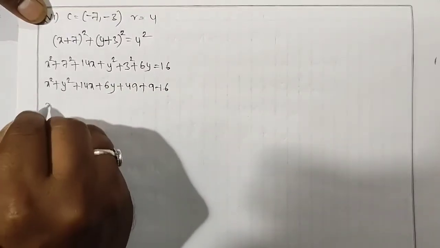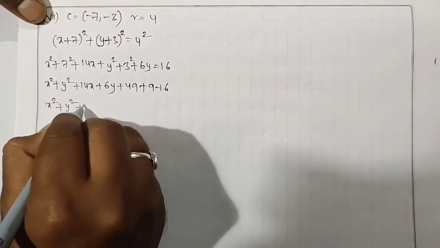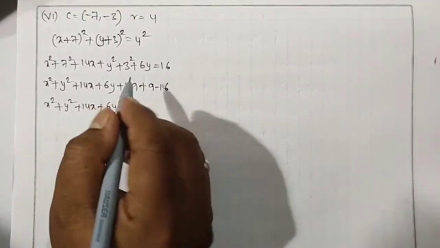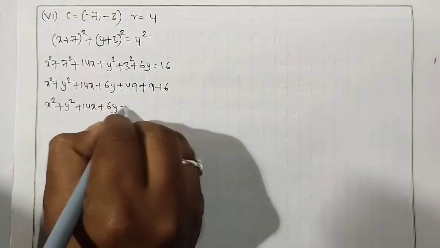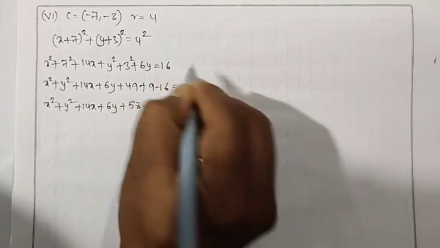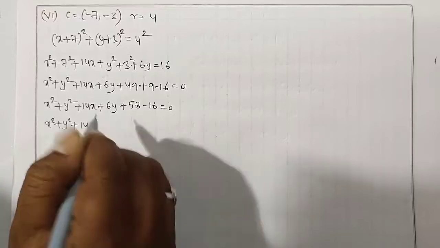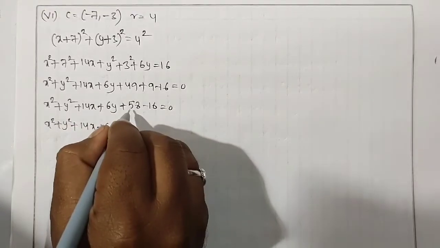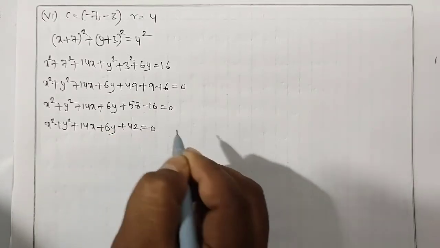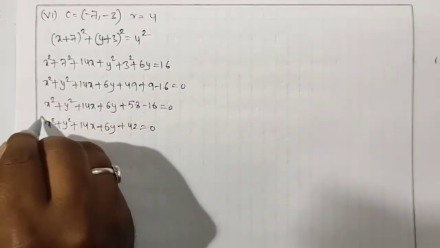So we get x square plus y square plus 14x plus 6y, then 7 square is 49 plus 9 is 58, minus 16 is equal to 0. So we get x square plus y square plus 14x plus 6y, 58 minus 16, which is 42, plus 42 is equal to 0. So this is the answer. This is one of the important questions.